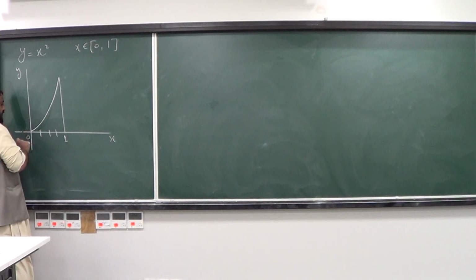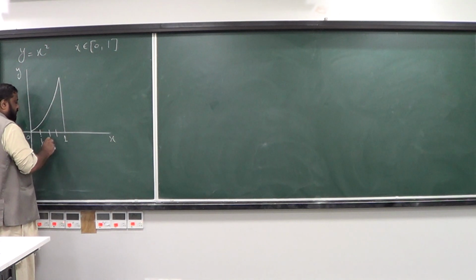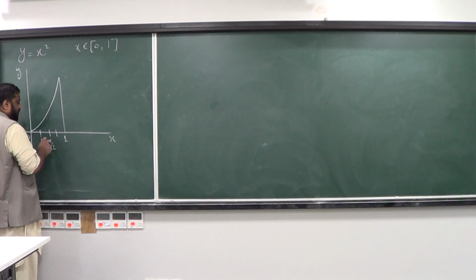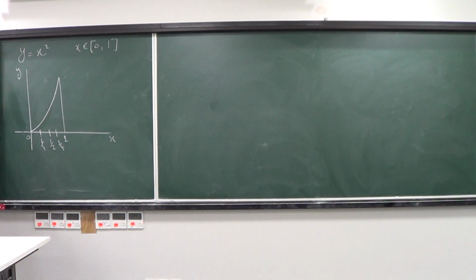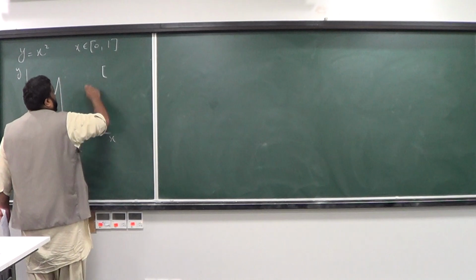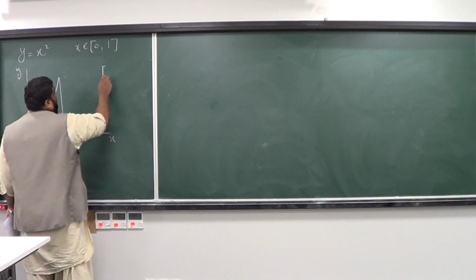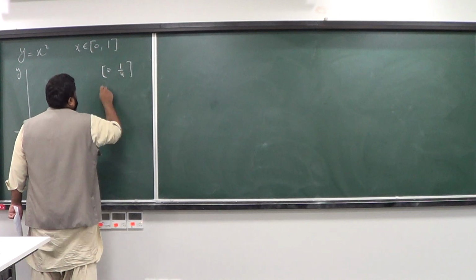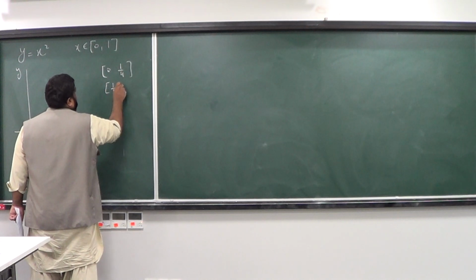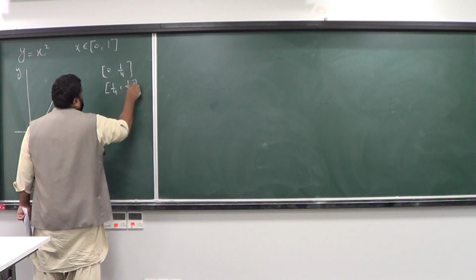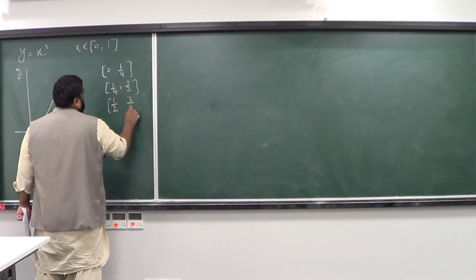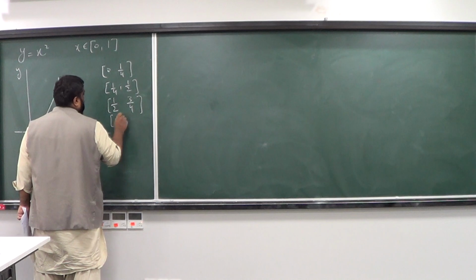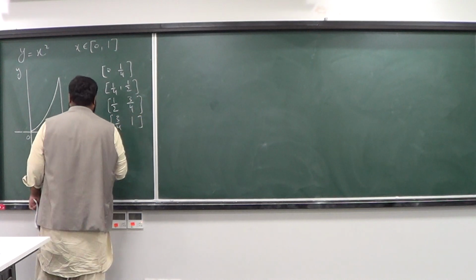So if this is 0, this is 1/4, this is 1/4 plus 1/4, so 1/2 or 2/4, and this is going to be 3/4, and then 1. So we have 4 intervals: we broke the interval 0 to 1 into 0 to 1/4, 1/4 to 2/4 or 1/2, then 1/2 to 3/4, and then 3/4 to 1.